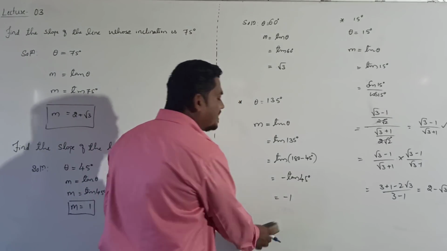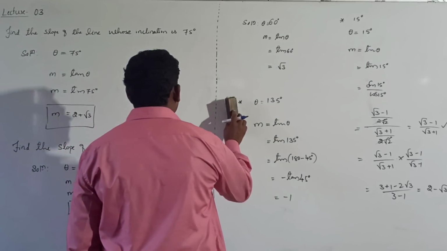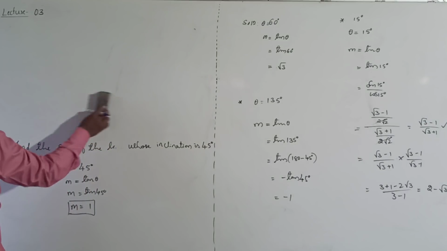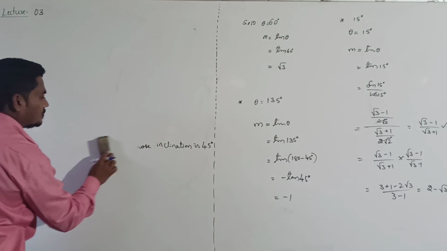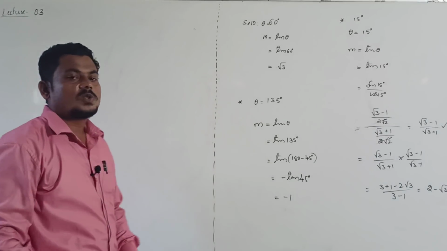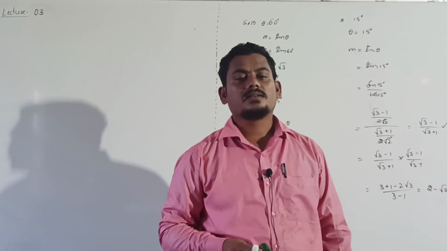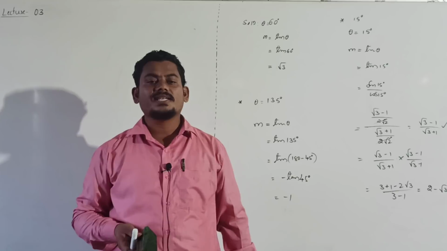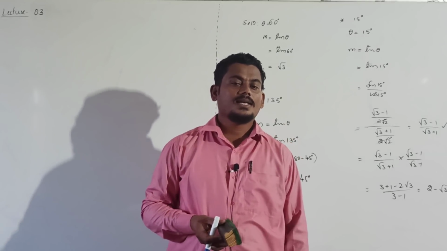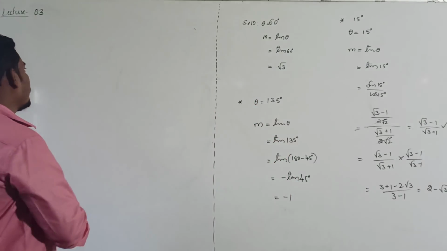Next, find the slope of x-axis. Can you tell me what is the slope of x-axis? For finding the slope of x-axis, we need the inclination of x-axis. Already you know the inclination of x-axis. Inclination of x-axis is clearly 0 degree.